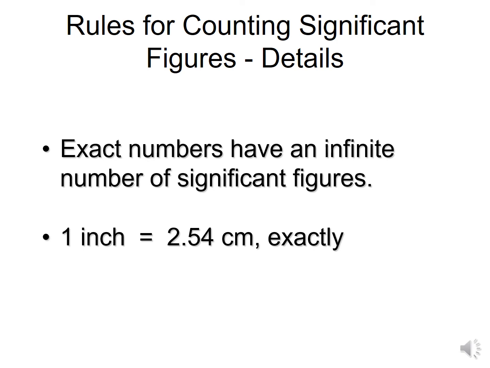Another way of obtaining exact numbers is by counting. Counting is not a measurement. And when you count something, even if 10 people or 20 or 30 people count a number of objects, they all should get the same number, with no uncertainty whatsoever.